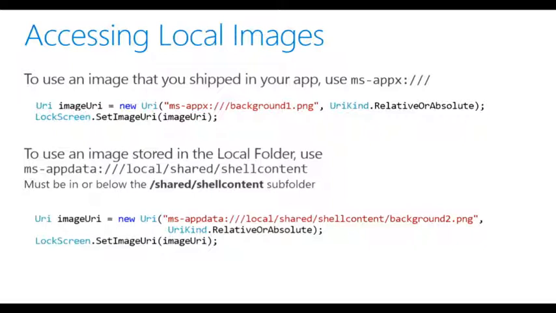One tip about this, when you're using images that are shipped in your app, you have to use this new application URI syntax to give the path to your image when you call LockScreen.SetImageURI. So if you shipped it as content in your app, that's ms-appx:/ and then the name of your image. If you want to use an image stored in the local folder, the root of the local folder is ms-appdata:/local/, so lots of slashes in there. And then the image has to be in the shared shell content folder or a subdirectory of that for this to work. That's a thing that trips a lot of people up.